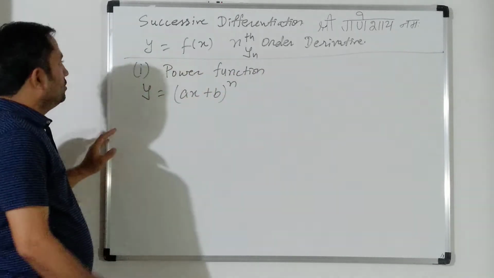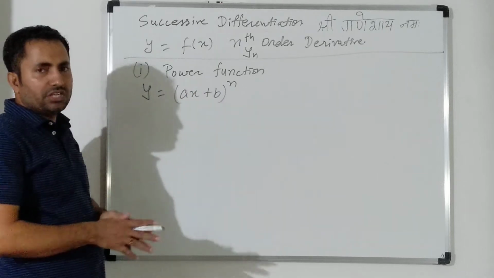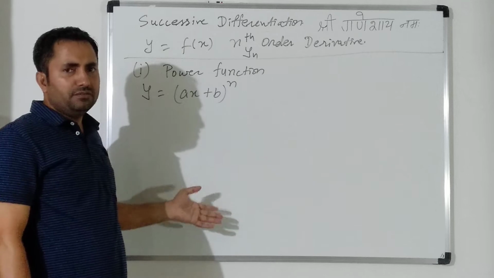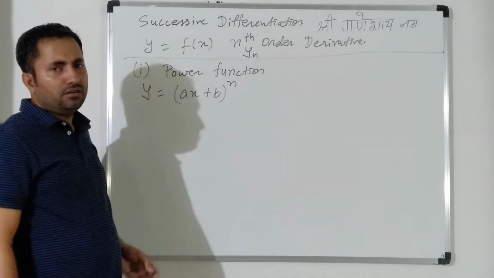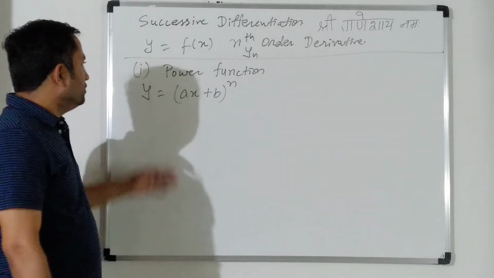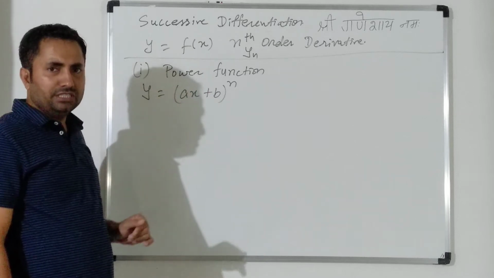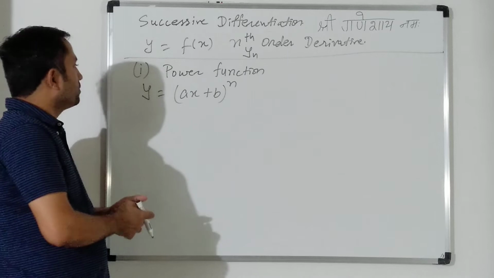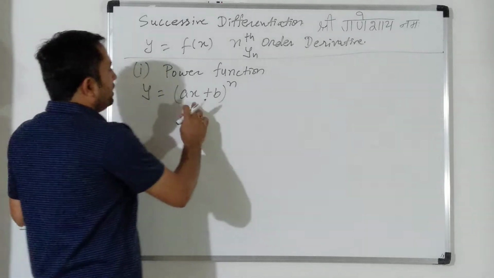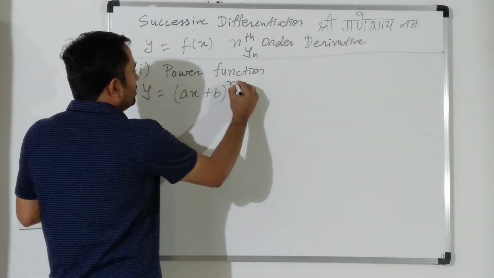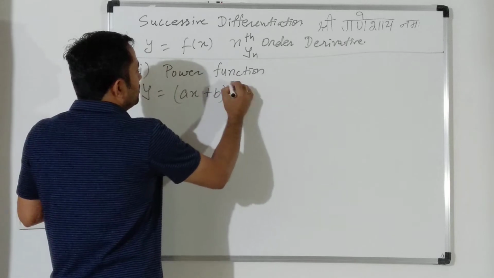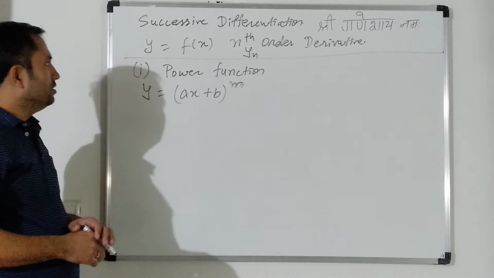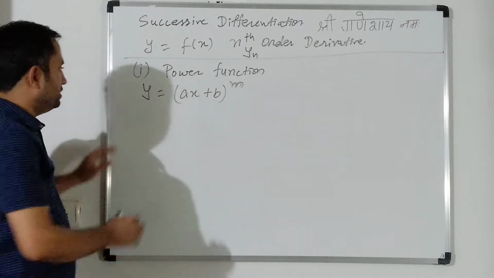So today we will first see some different kinds of patterns of the nth derivative, so that we can get another function also. The first function is the power function, or power series, which we can define here: y is equal to (ax plus b) to the power m. Now we will find the nth order derivative.